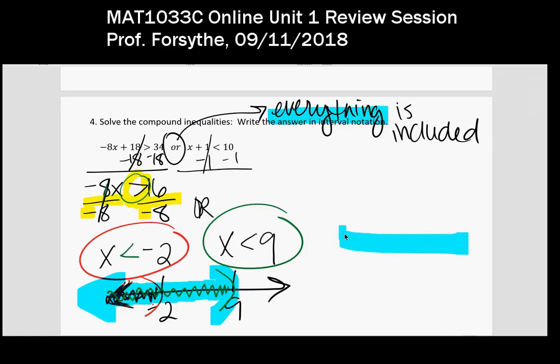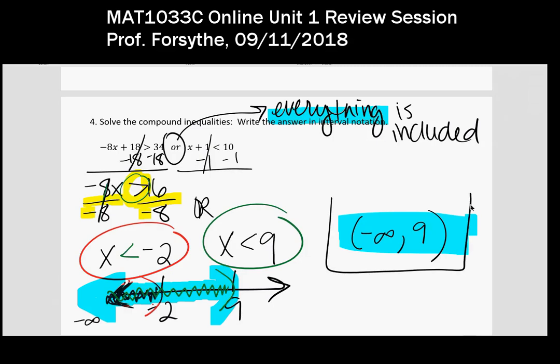Now let's write that in interval notation. So we always start from the left, so the very left is -infinity. So we're going to say parentheses, -infinity, comma, all the way to 9, and we are not including 9 because it's not equal to, so we're going to use parentheses. So this is your solution in interval notation.